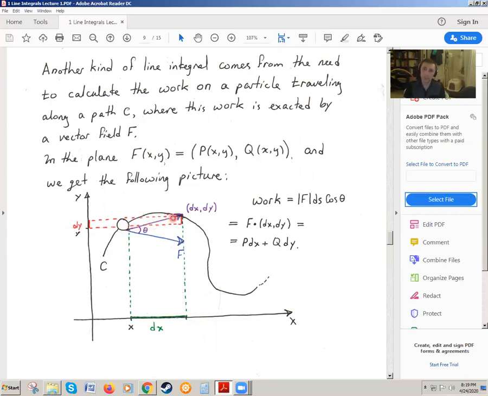So work is force times distance. And if you recognize, the quantity here is ds. So this squared plus this squared, square root, that's ds. So ds times the force times cosine theta is the same thing as the dot product between the force F and dx, dy. Because I decompose the force F into its components P and Q, that ends up being locally P times dx plus Q times dy.